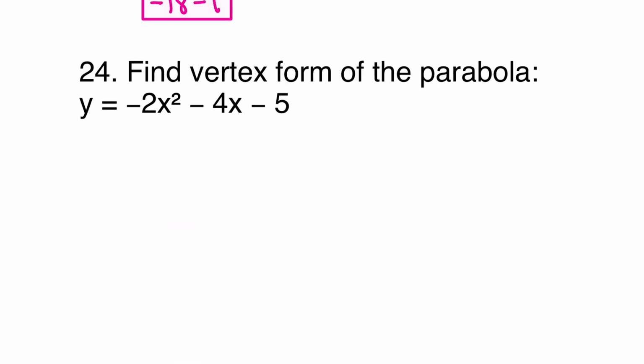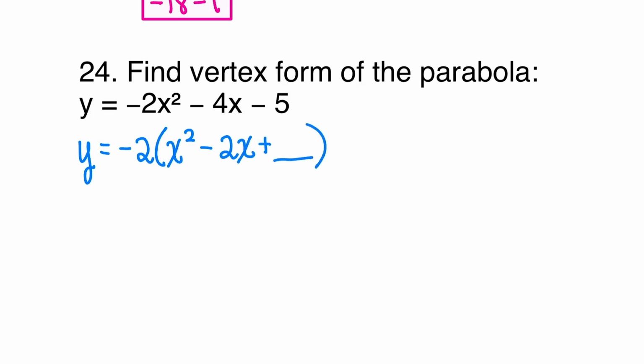Number 24, find the vertex form of the parabola. This is going to involve completing the square. In order to start completing the square, we do have to have a 1 as the coefficient of our x squared, which means that we do need to factor out a negative 2 from this expression. Now we're going to insert a blank inside of our parentheses, and I'll explain why in just a second. Then we're also going to have minus a negative 2 times that same blank. I will explain everything that's going on here in just a second.